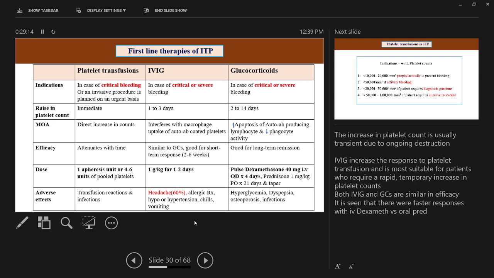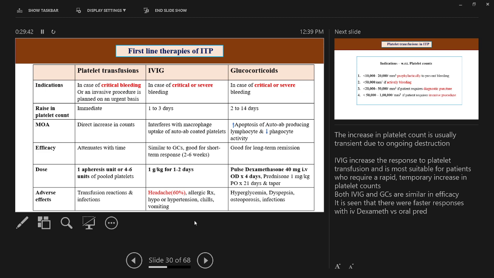The rise in the platelet count is immediate, but you have to remember that this rise in platelet counts is only transient, because there is ongoing platelet destruction that is occurring. So you might see that these ITP patients are actually not responding to your platelet transfusion, and they actually require transfusion every 6 to 8 hourly. So one FSS unit or 4 to 6 units of pooled platelets, which is 1 unit per 10 kg of body weight. The adverse reactions are any transfusion reaction or infection.